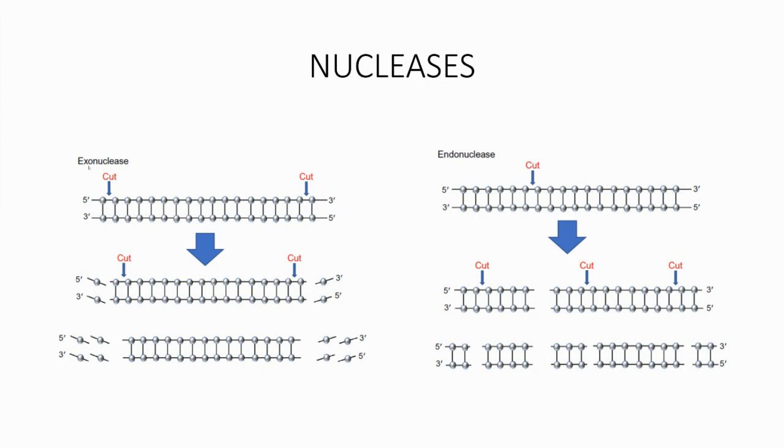The exonuclease basically will degrade the DNA from the end of the DNA molecule and progressively move into the center of the DNA molecule. The endonuclease basically will degrade the DNA from the internal phosphodiester bond. And this endonuclease could be sequence specific, which we will discuss further.